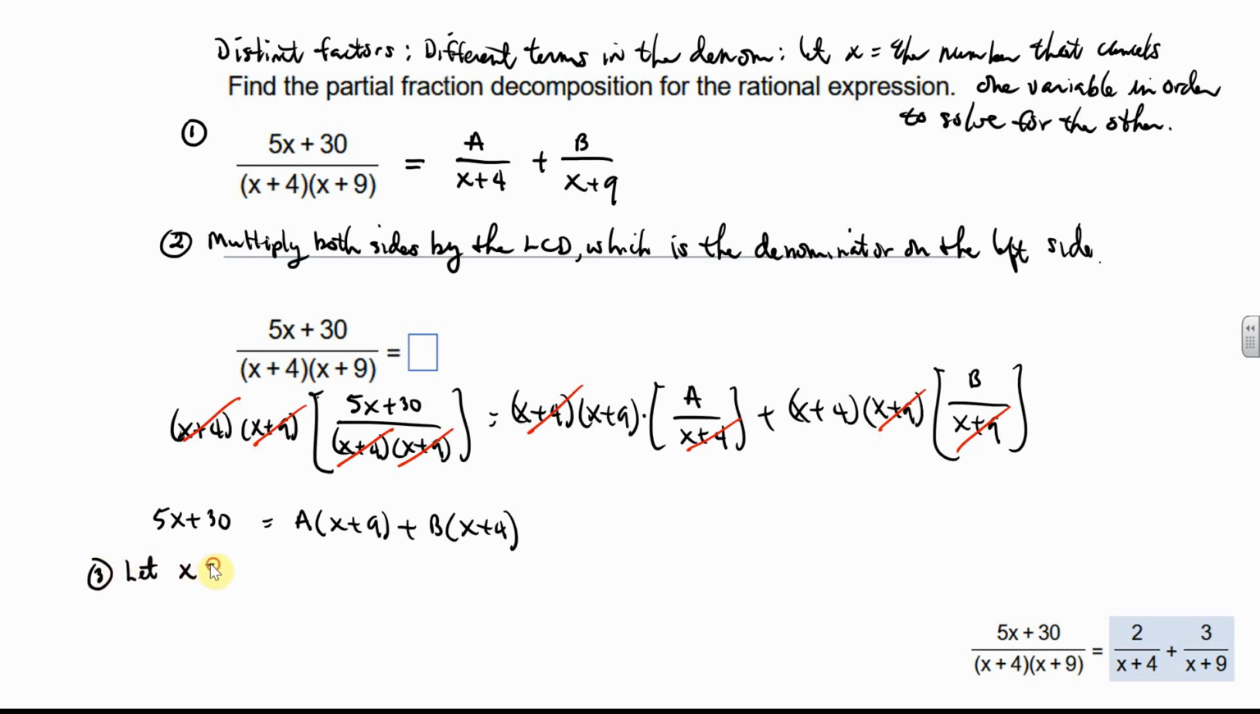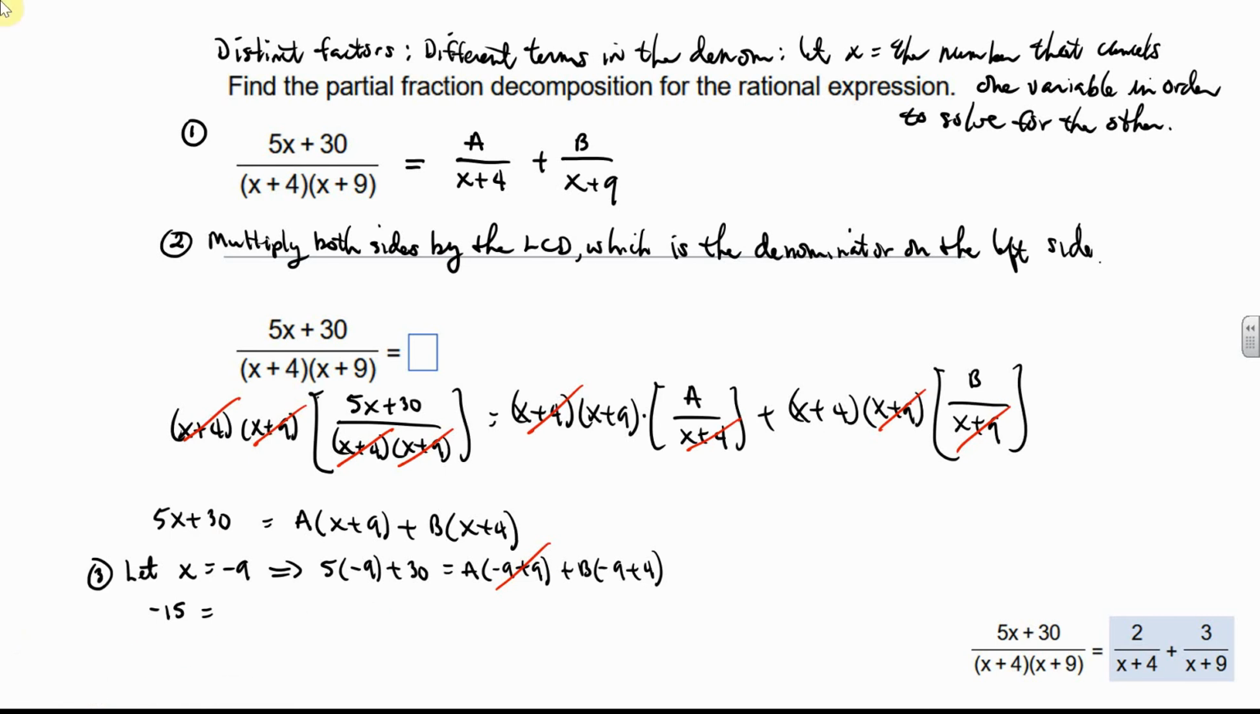So let x equal to negative 9. Because if I let x equal to negative 9, that's going to cancel out A, and then I'm going to be solving for B. All right? So this implies that I have 5 times negative 9. Wherever you have x, you're going to plug in negative 9, is equal to A times parentheses negative 9 plus 9, plus B times negative 9 plus 4. All right, that left side is negative 45 plus 30, so this is negative 15. That's equal to, the A goes out because that's A times 0, right?